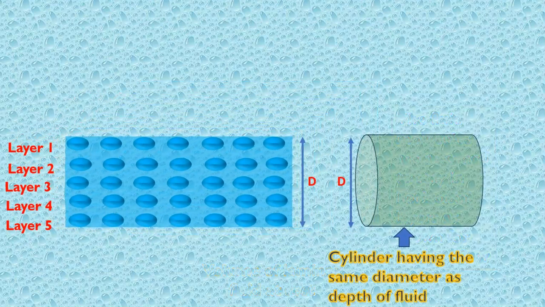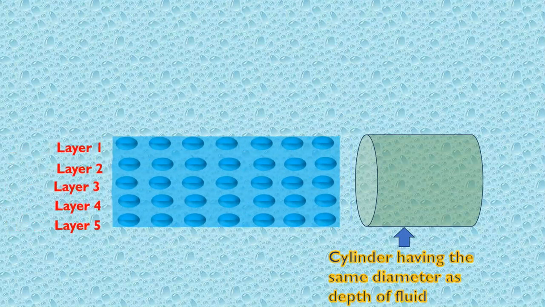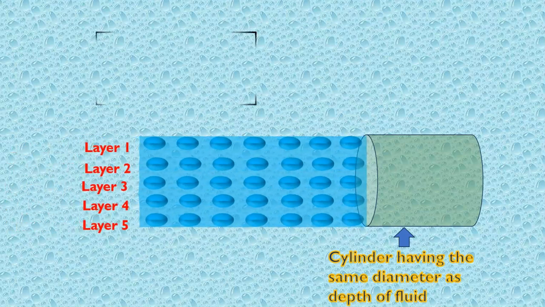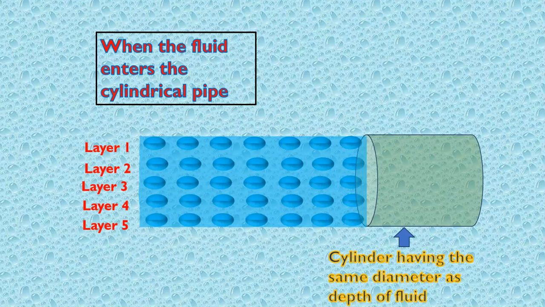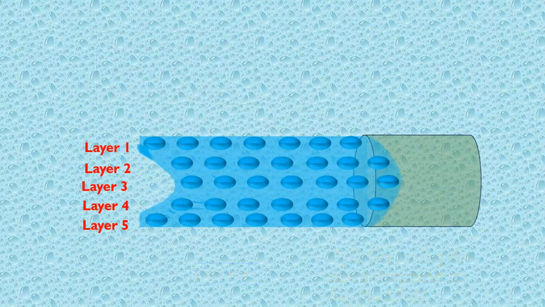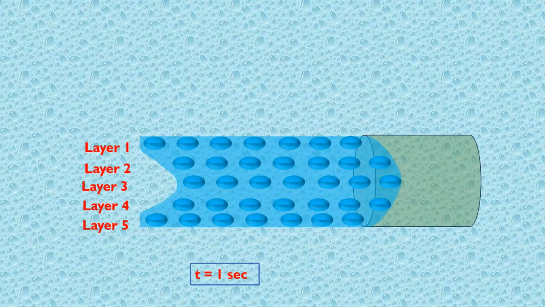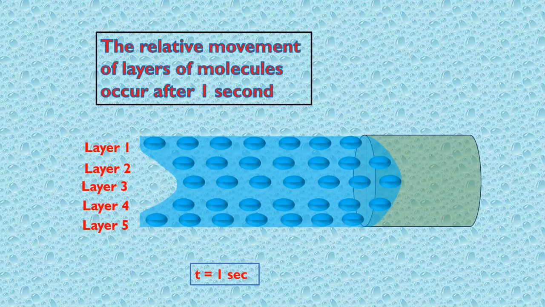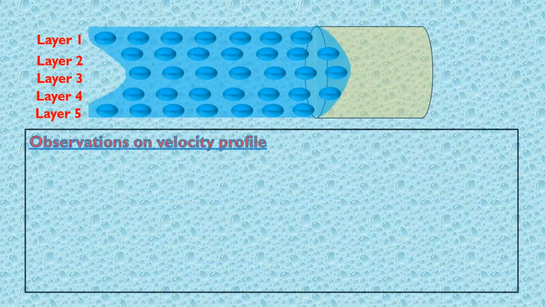Now, what happens when we move this fluid over to another cylinder having the same diameter as the depth of fluid? So when the fluid enters the cylindrical pipe having the same diameter as depth of fluid, that is at t equal to 0 seconds. Now, what happens when t equal to 1 second? The relative movement of layers of molecules occur after 1 second.